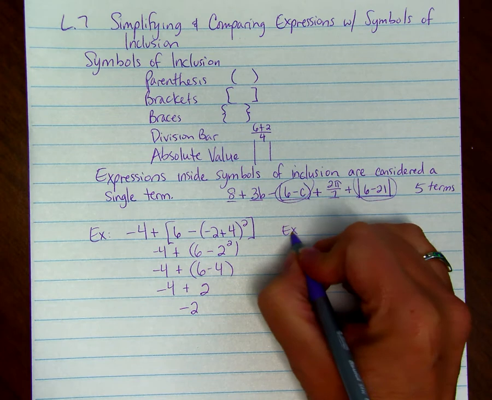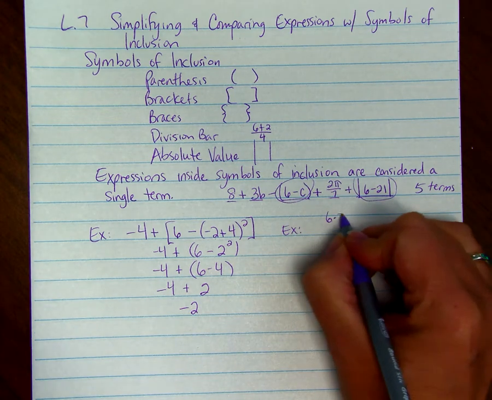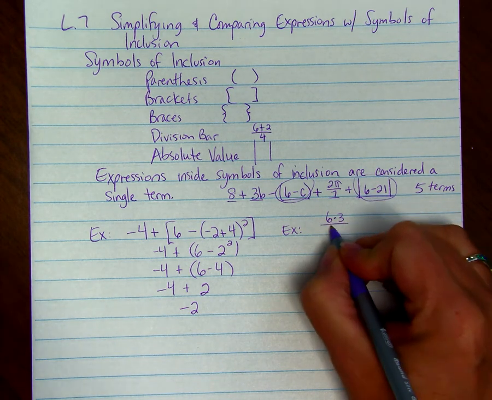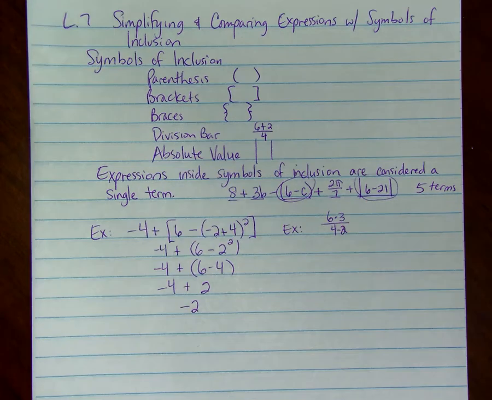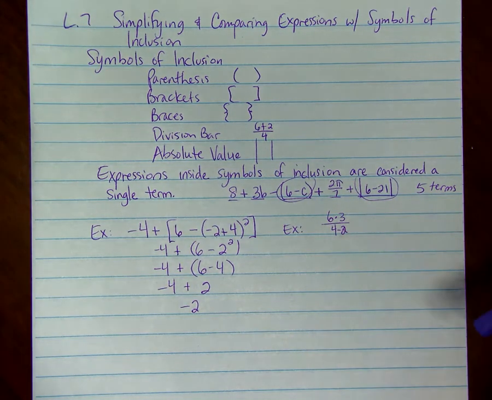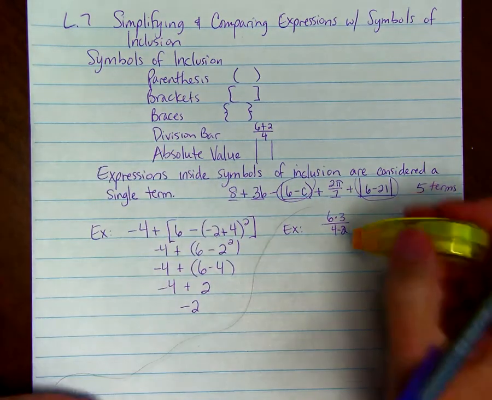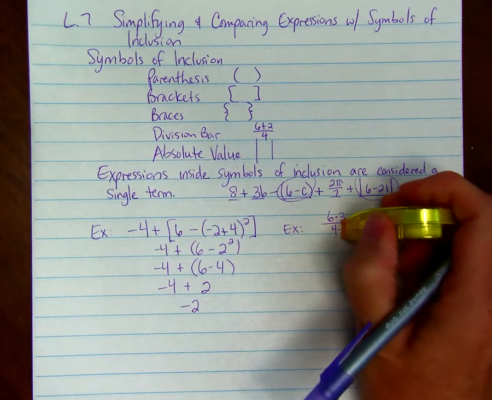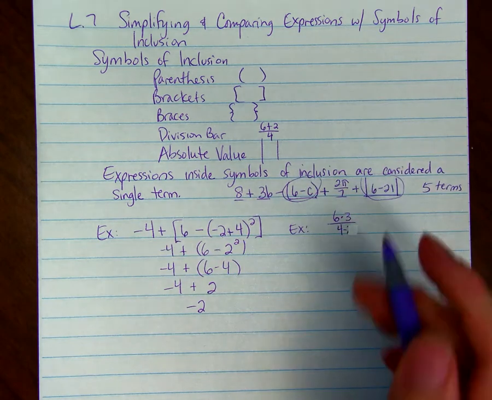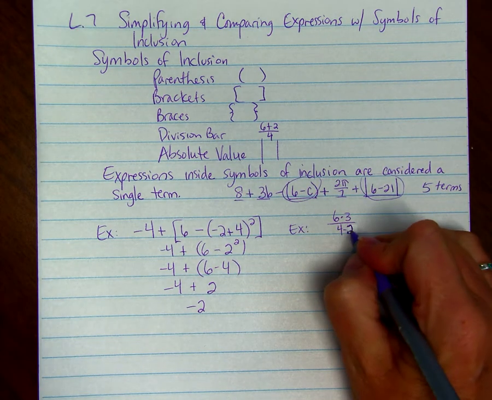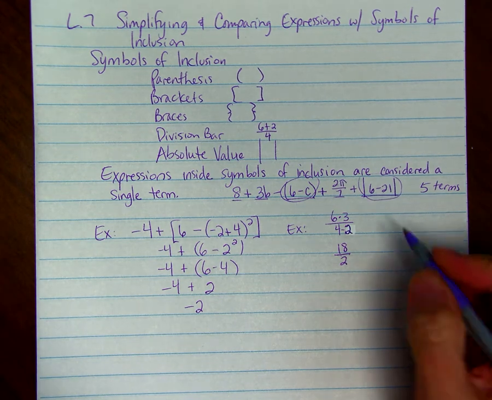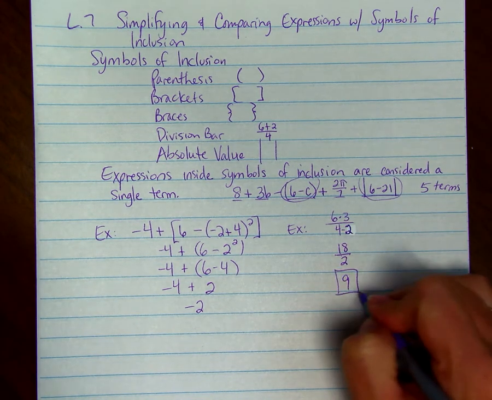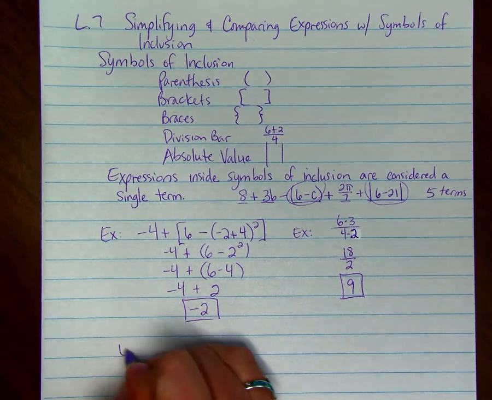Here's another example, and this is using a fraction. So 6 times 3 divided by 4 minus 2. The division bar tells us to simplify the numerator first and the denominator. So we have 18 divided by 2, and then we can divide and get 9. Whoops, I forgot to box these. Okay, one more example.